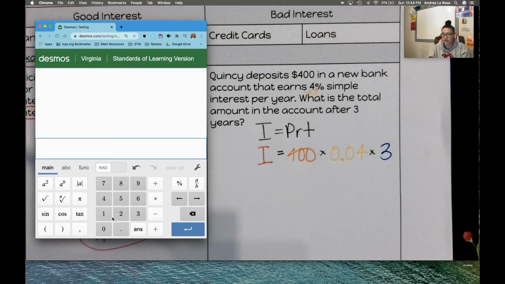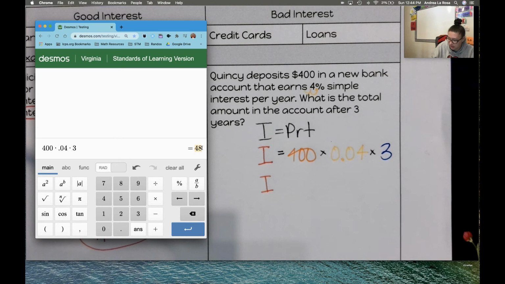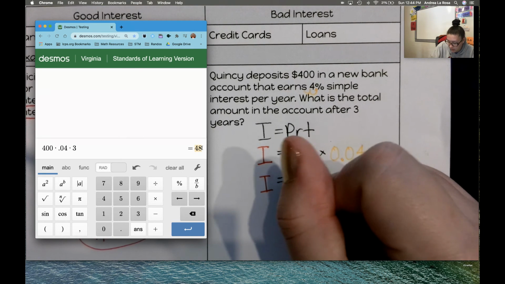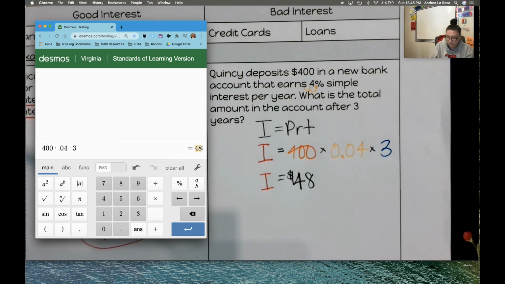So if we plug that in our calculators, 400 times 0.04 times 3 is equal to 48. So again, that interest, that free money that you're going to get, 48 free dollars from your bank. I don't mind 48 free dollars. It doesn't seem like a lot, but I could do something with that money.